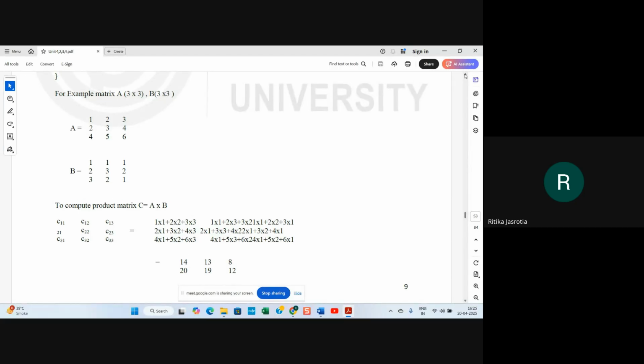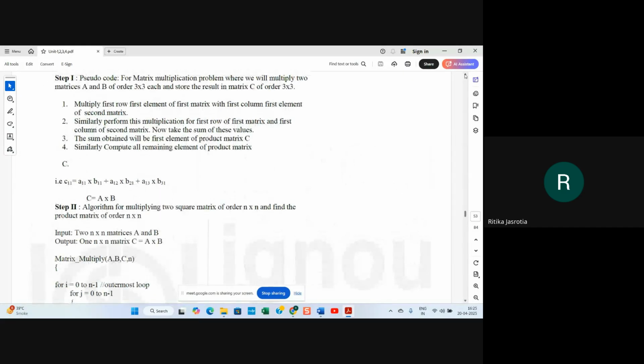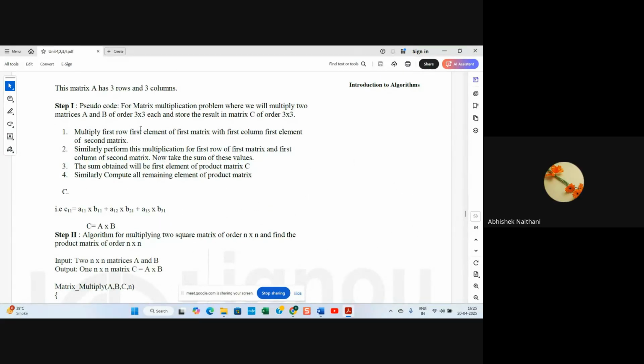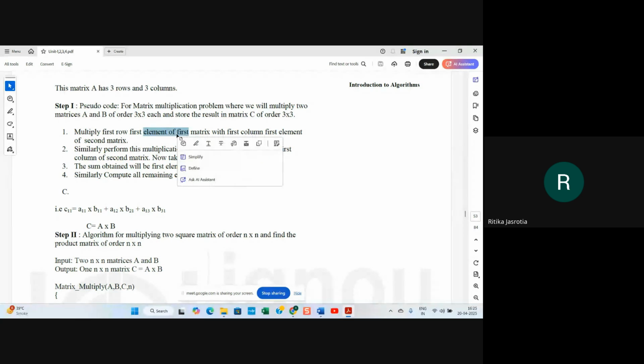राइट. ये मैट्रिक्स मल्टीप्लिकेशन है ना. So multiplying first row, first element of first matrix with first column, first element of second matrix. Yes or no? This is how you do. Similarly, perform this multiplication for first row of first matrix and first column of second matrix.